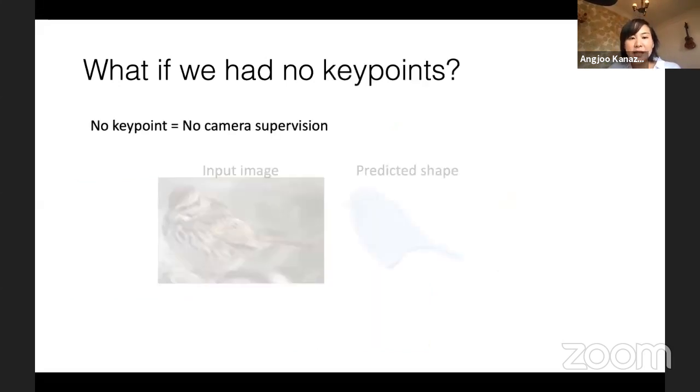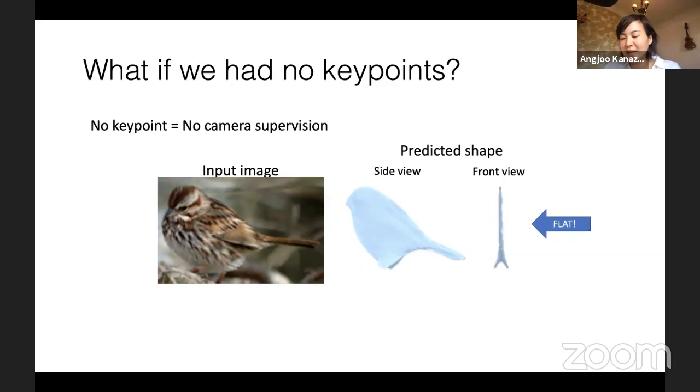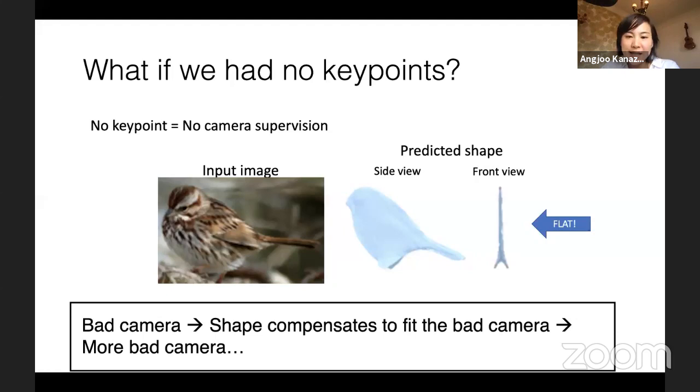Then what happens is that when you train a model this way, this is the output of the model, which from one view looks okay, but when you look at the other view, you notice that it's completely flat and it has learned a degenerate shape. And this is because when there's no camera supervision, the initially predicted cameras are all garbage, and when the camera is bad, the shape compensates to fit the bad camera, which causes more bad camera, and this puts you into this cycle of local minima.